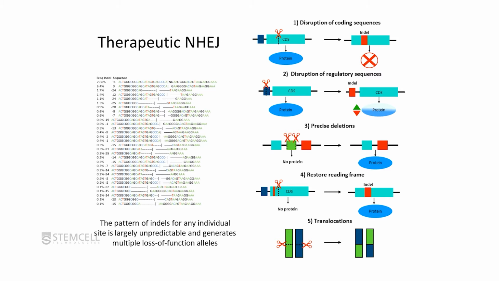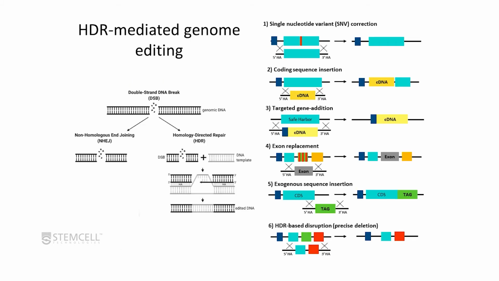Therapeutic HDR, again, requires a template, so you can make more precise changes. Number 1 here is the most commonly used approach, which is to create or change single nucleotide variants. It's the most efficient way of doing this. For most genetic diseases, this is useful where there's a prevalent common pathogenic mutation. An example of this would be something like sickle cell disease.